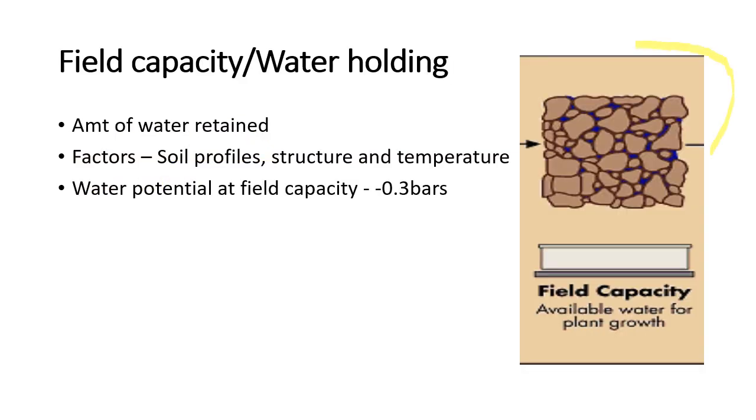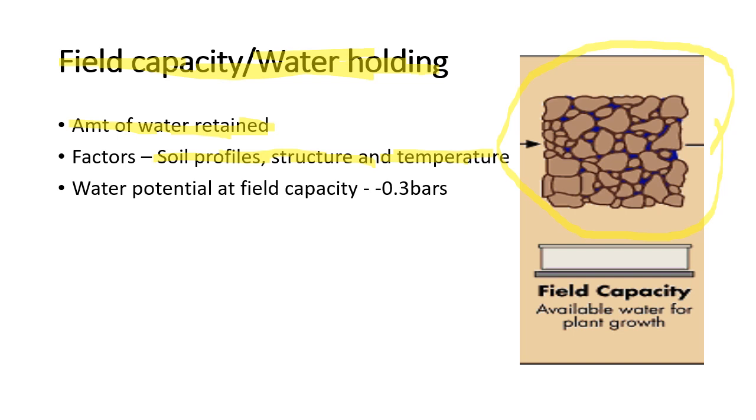How much water can a piece of land hold? It can be assessed by knowing the field capacity or the water holding capacity of a particular field. Field capacity is the amount of water that is retained after a heavy rainfall or precipitation. Factors such as soil profile, its structure and soil temperature affect the water holding capacity of any field.